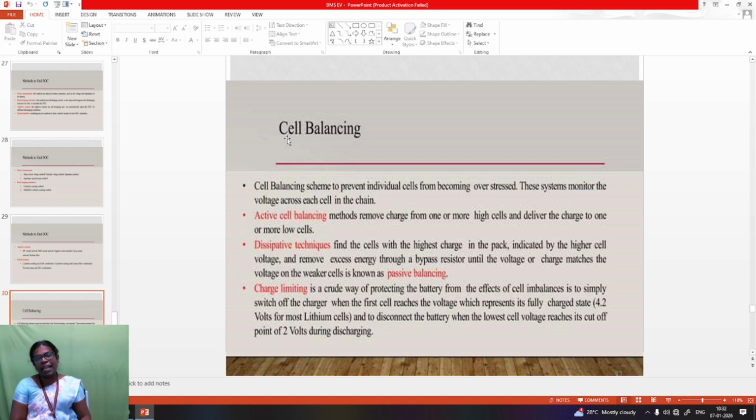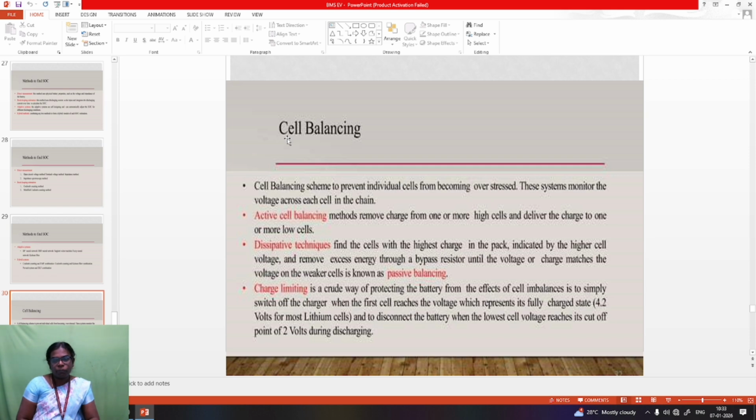The first one is the active cell balancing method. This method removes charge from one or more high cells and delivers charge to one or more low cells. Then the dissipative technique: find the cell with the highest charge in the pack, indicated by the highest cell voltage, and remove excess energy through a bypass resistor until the voltage or charge matches the voltage of the weaker cell. This is known as passive balancing.